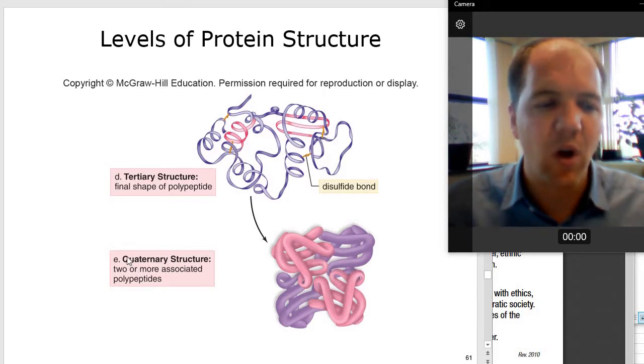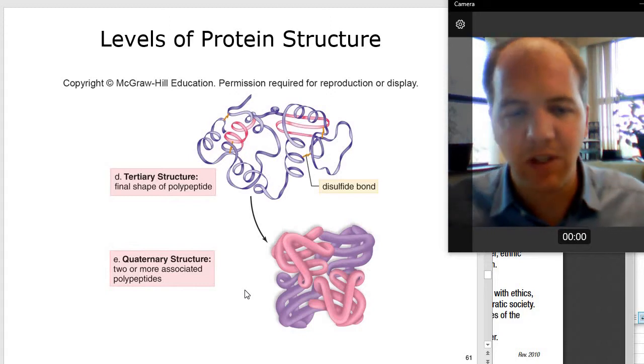Then finally we have the quaternary. Quaternary means four, the fourth level of structure, where different tertiary structures come together in subunits to form a larger protein. So an example of this would be, for example, hemoglobin.